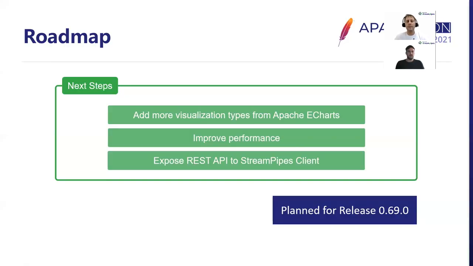So what is on our roadmap for the Data Explorer? We are currently working on adding more visualization types. We will be using Apache eCharts for that, which is a great tool with a large number of visualizations that can extend the feature set of our Data Explorer as well. We are working on improving performance for queries that depend on a lot of data being loaded by StreamPipes. And we also plan to expose this REST API to the StreamPipes client. So all that is being planned for the release, which is coming after the current release, 0.69, probably in August or September, just to give you a rough time frame.